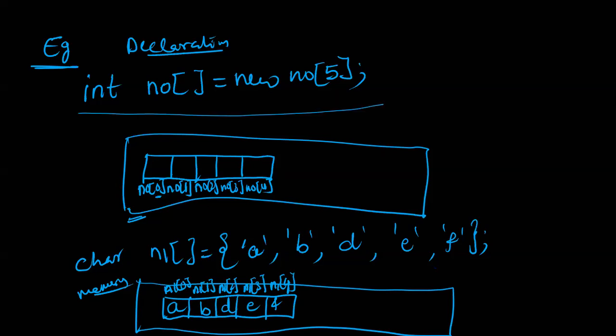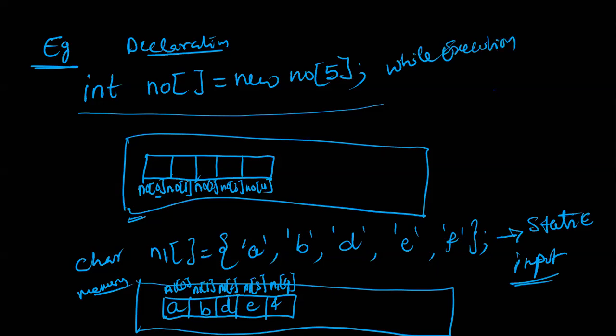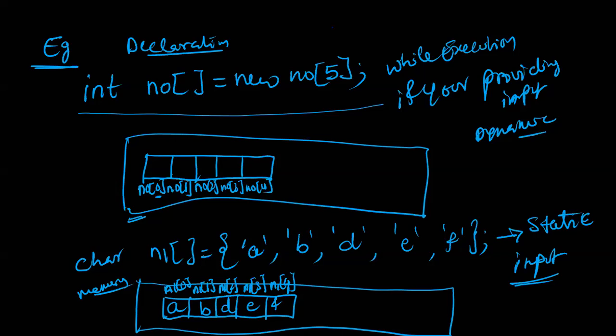This is called static initialization, where we are giving static input. Static means what will happen in the program, we are only declaring. While execution, if you are providing input, that is called dynamic input. Next we will see how to give dynamic input to an array.